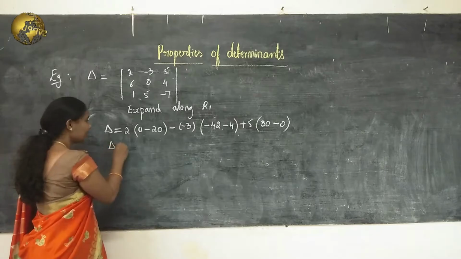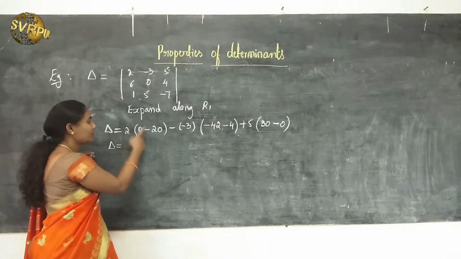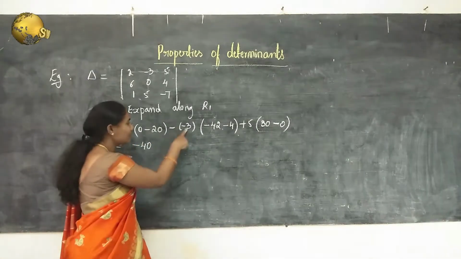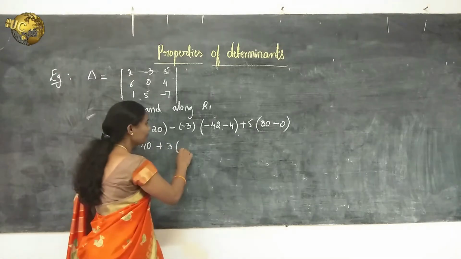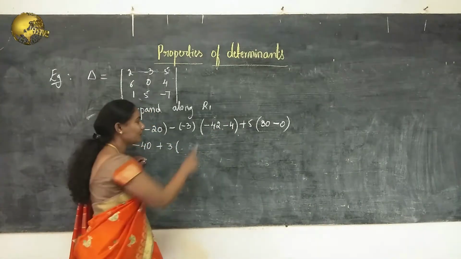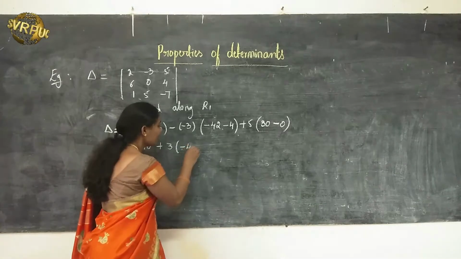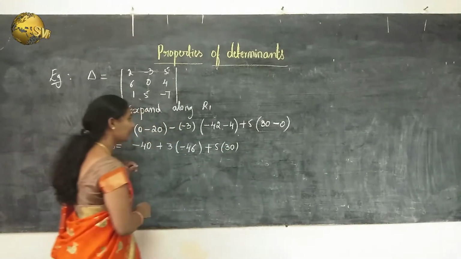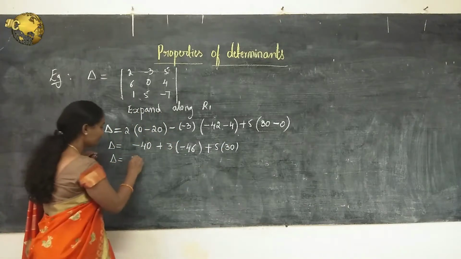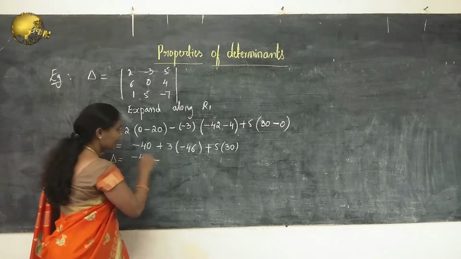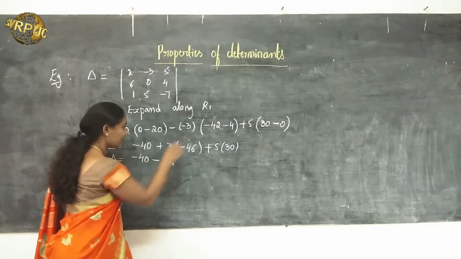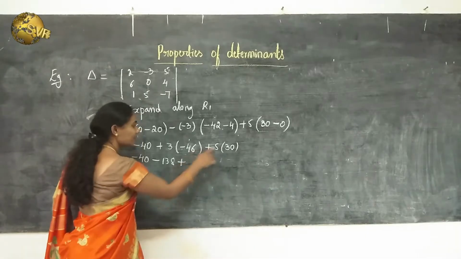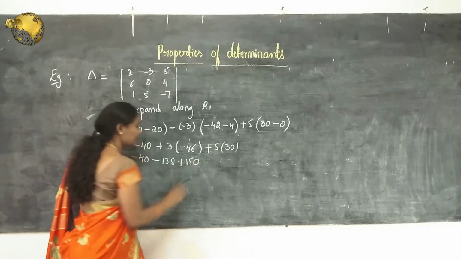Okay, so delta is equal to minus 20, 0 is there, minus 20 into 2, minus 40. Okay, here just see, minus into minus plus 3 into minus 42 plus 4. So minus 42 minus 4, it is minus 46. Okay, and then plus 5 into 30. Okay, I'll keep it as it is. So delta is equal to minus 40, and minus 3 times 46 is 138. It is plus into minus minus plus, 3 5s are 15, so it is 150.